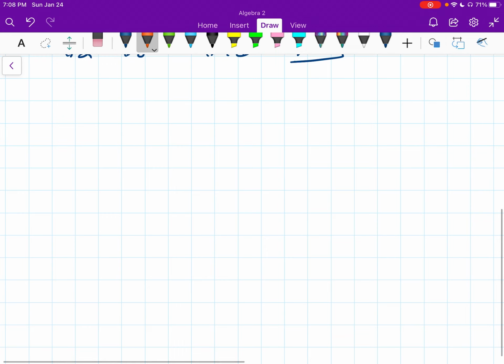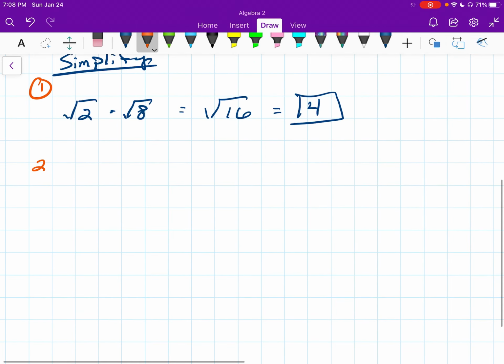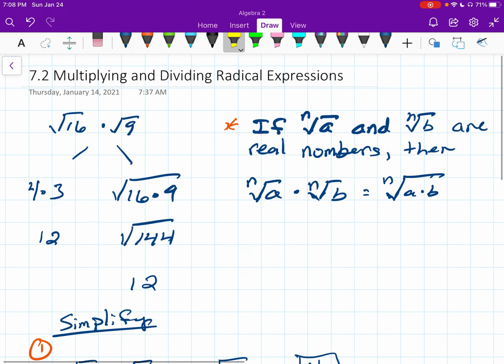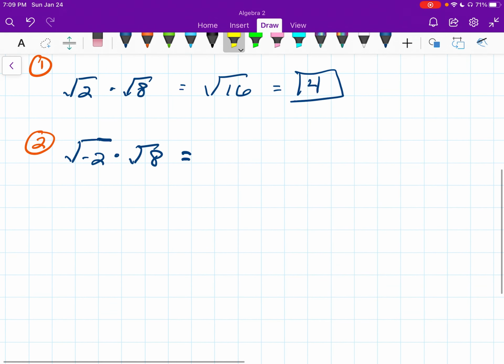Number 2, we're going to have root negative 2 times root 8. And we want to look at that. What could we simplify that to? Well, if we were to reread what I wrote up here, it talks about they have to be real numbers. So we can't have a negative under our root. So whenever we simplify there, we really aren't supposed to be able to, right? So we'd say none.